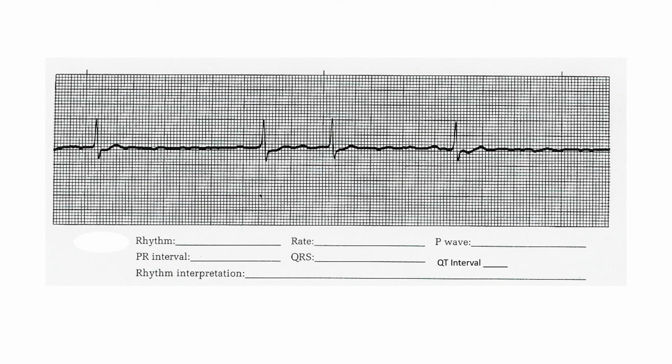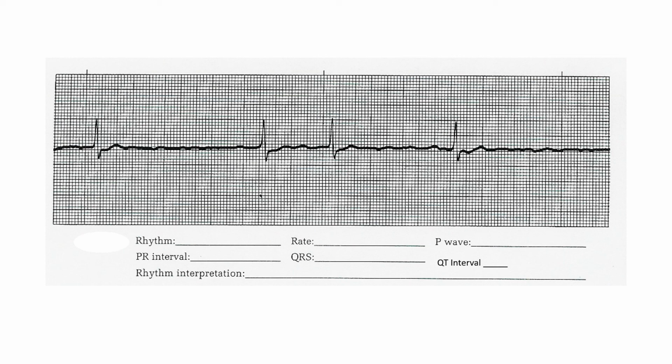In this 717, this rhythm belongs to a 76-year-old female who passed out at home. She's barely arousable. Her blood pressure is 72/70. She's pale and diaphoretic. Okay, let's look at this. You put her on the monitor and you see this rhythm.